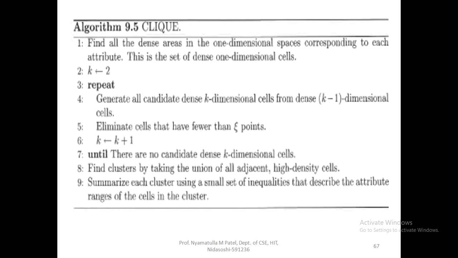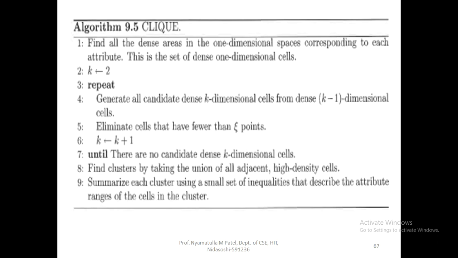Now for density based clustering, every cell should have some minimum threshold of density. If the cell does not have some sigma number of points, then those cells will be eliminated from the grid. So, eliminate the cells that have fewer than eta number of points, then increase k to k plus 1.